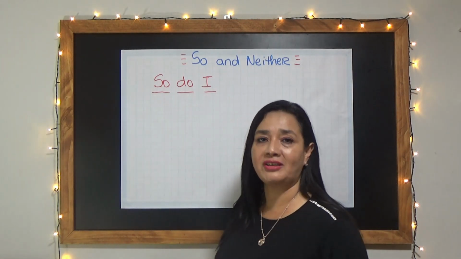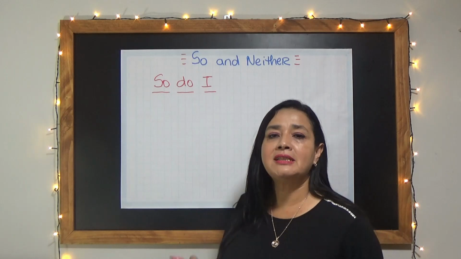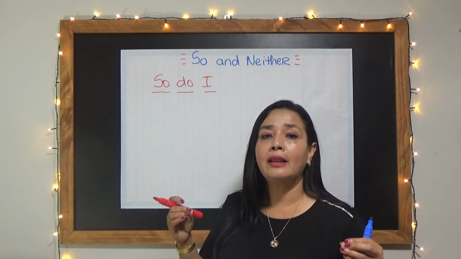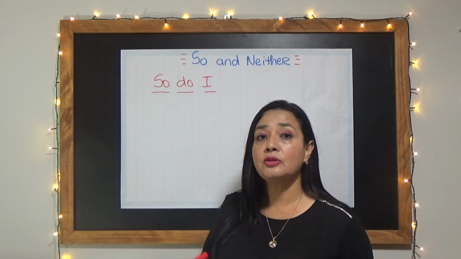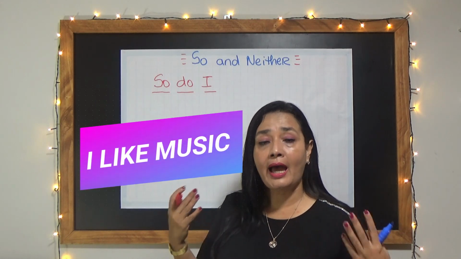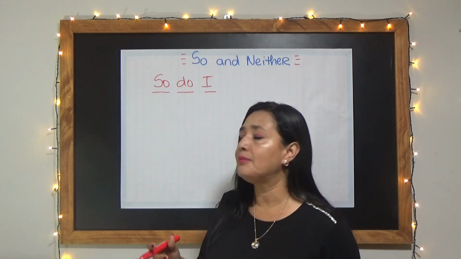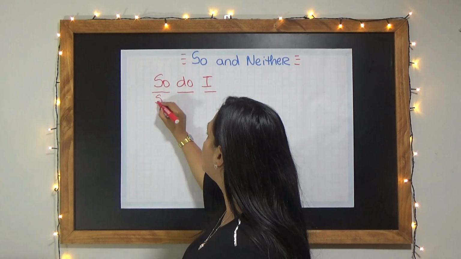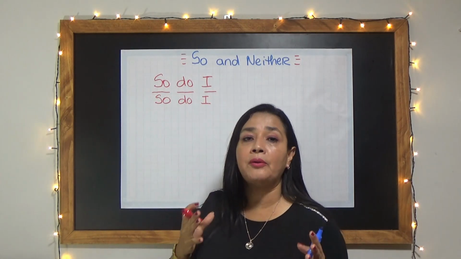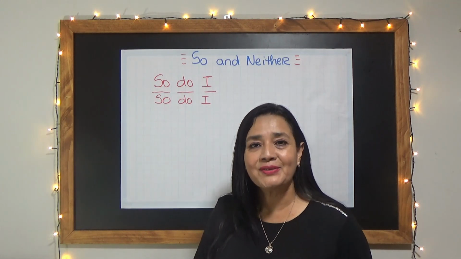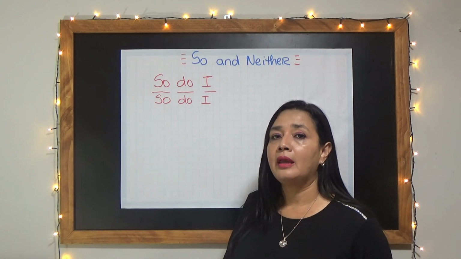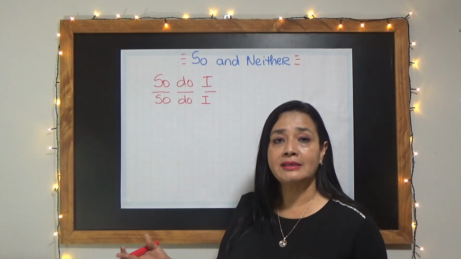Let me ask you another question. Let me tell you something that I believe. I really like pizza. Do you like pizza too? If you do, when I say I like music, you can say "so do I", because you agree with me. You like music too. But this is when we use "so". In a moment, I'm going to tell you more examples.